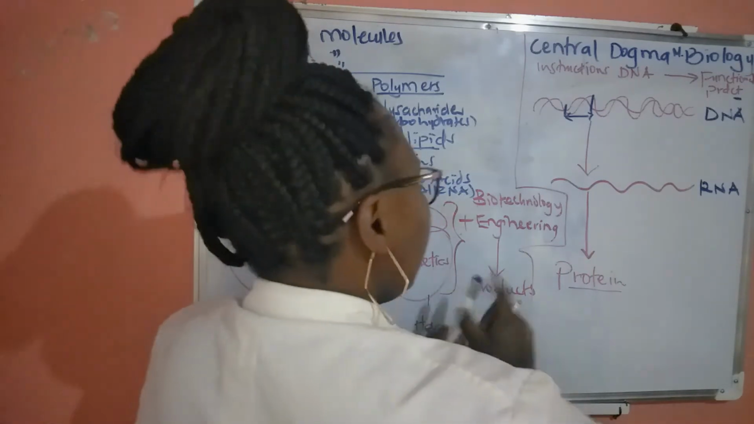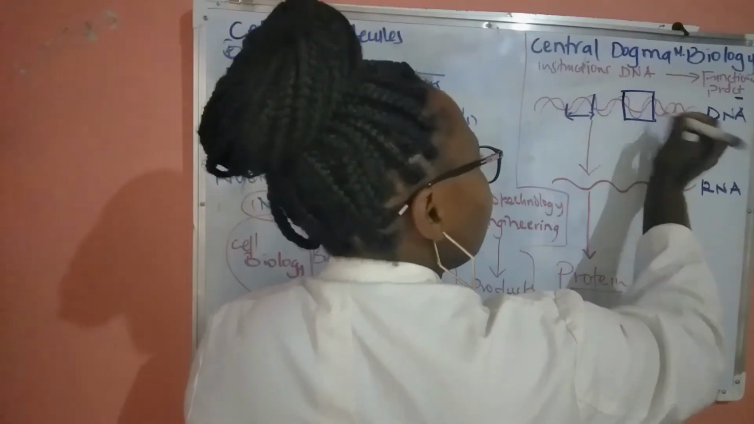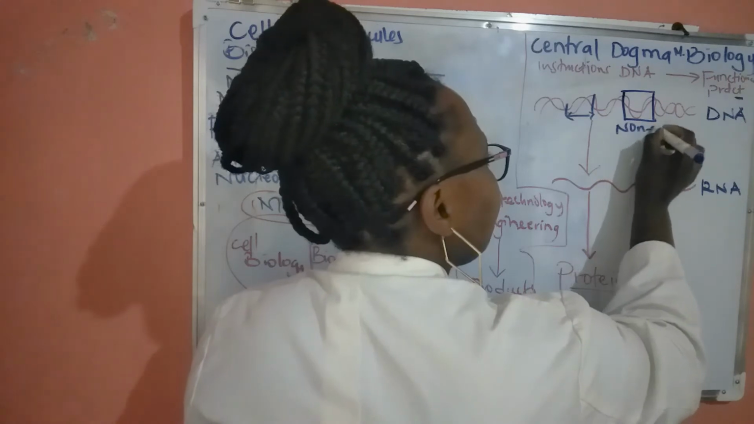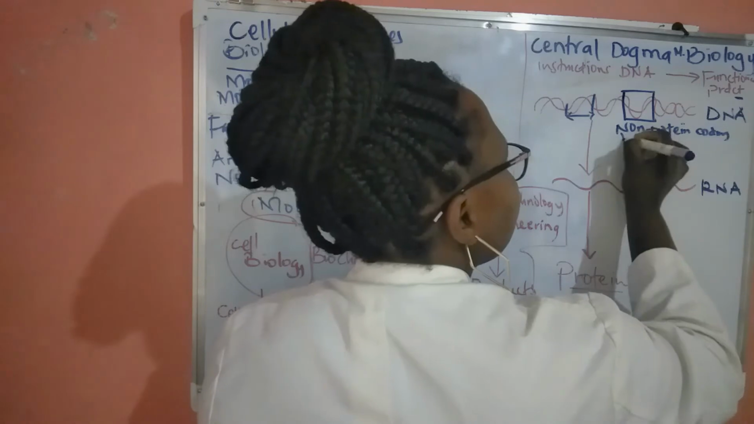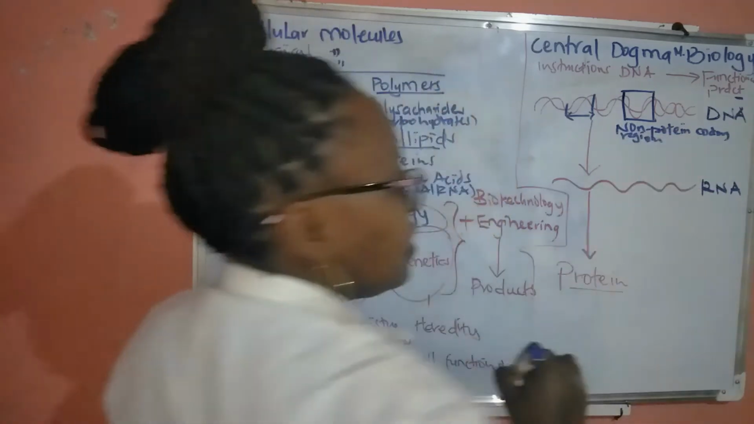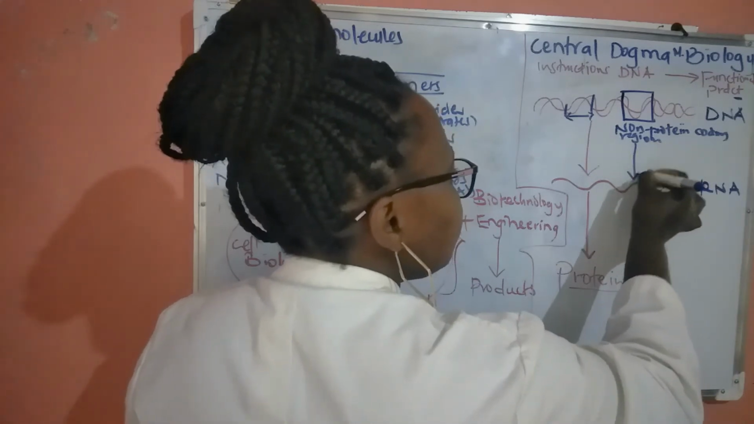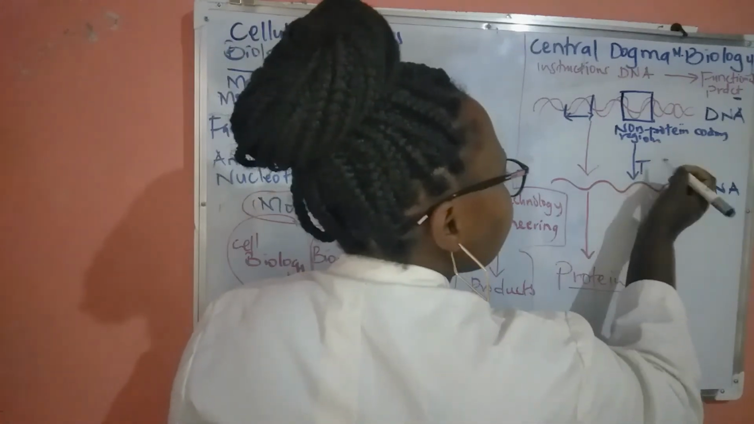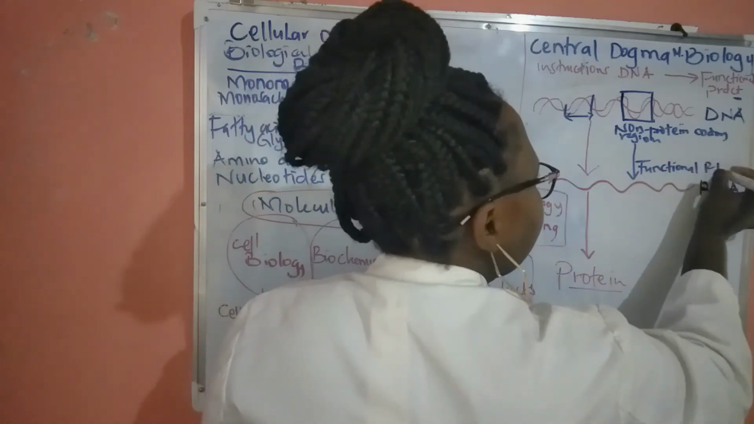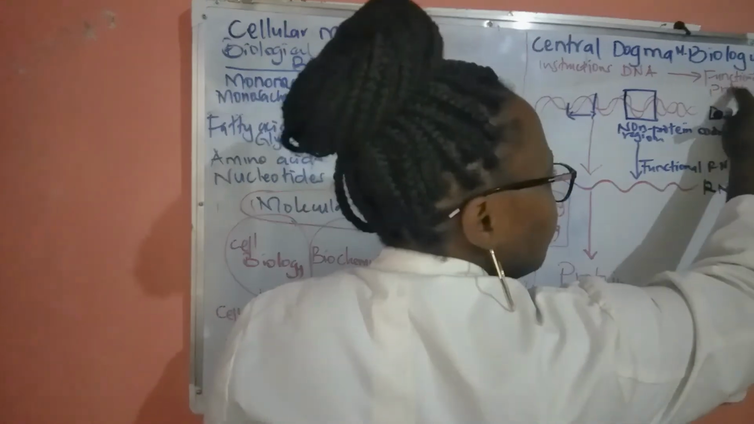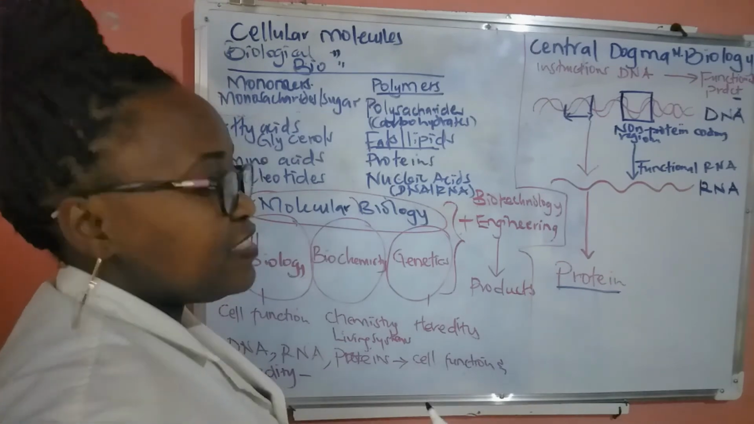For example, maybe we have a region here. That region is a non-protein coding region. It is likely to code for another product called functional RNA, which is a functional product, which is the final. So sometimes it doesn't have to end up here, but we will look at the reasons why.